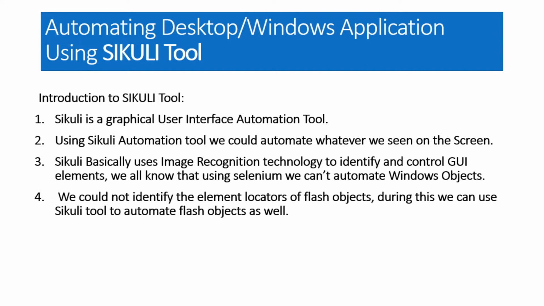In the same way, we are going to see now with the help of Selenium how we can upload a document to that particular website. We all know that with the help of Selenium it is not possible to automate Windows objects, and also we could not identify the element locators of flash objects. In this case we can use the Sikuli tool to automate flash objects as well. Okay, to automate flash objects we can use the Sikuli tool.